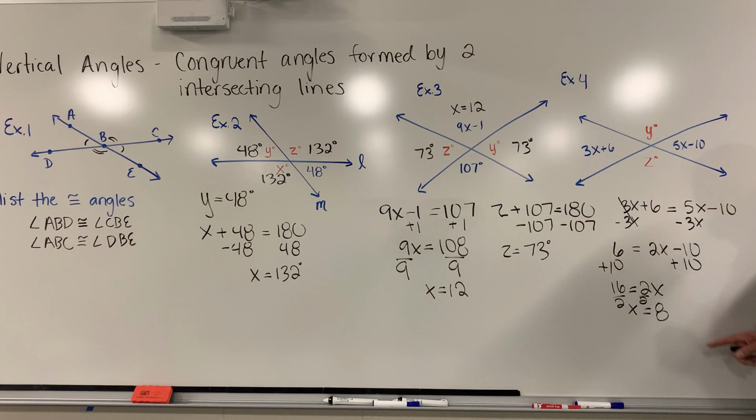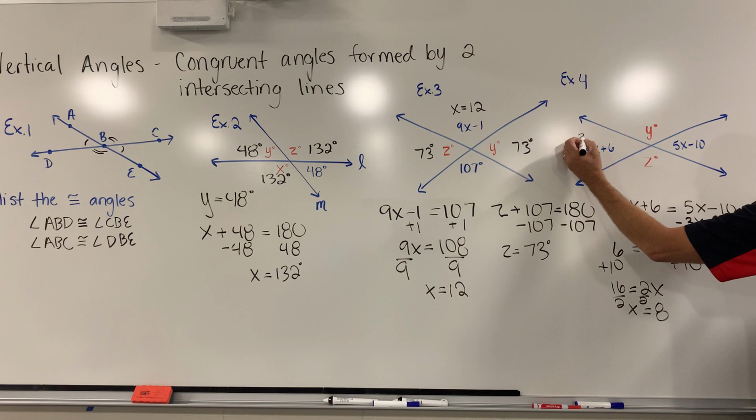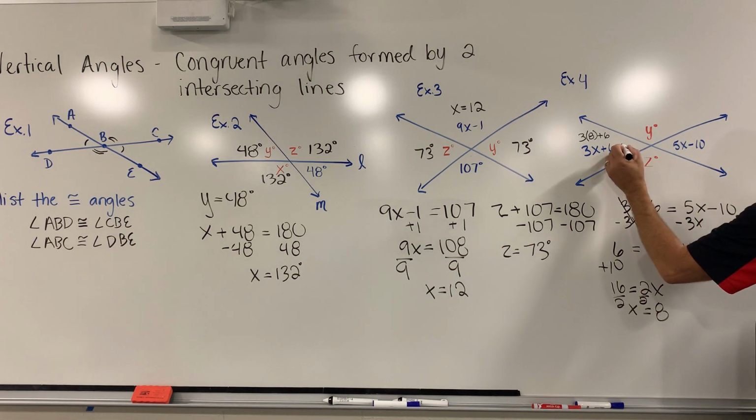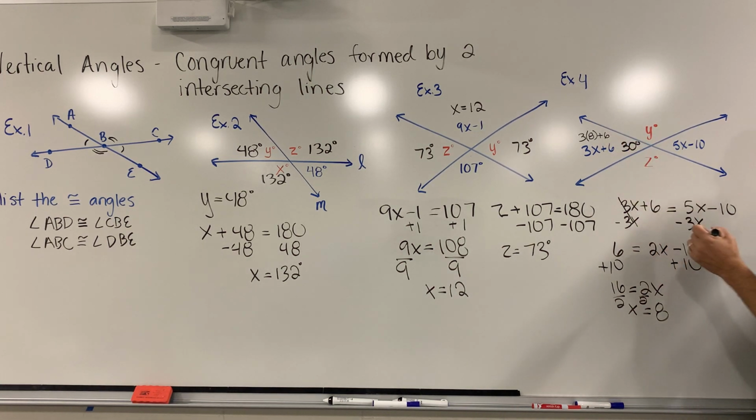Now I know what x is. X is equal to 8. Well, let's substitute that back into our math problem and see if we can figure out what it is. So let's plug in that 8. Substitute 3 times 8 plus 6. Well, 3 times 8 is 24, and 24 plus 6 makes this 30 degrees.